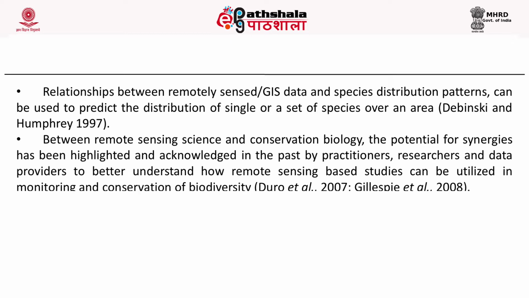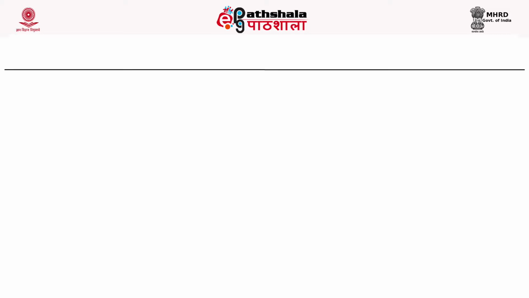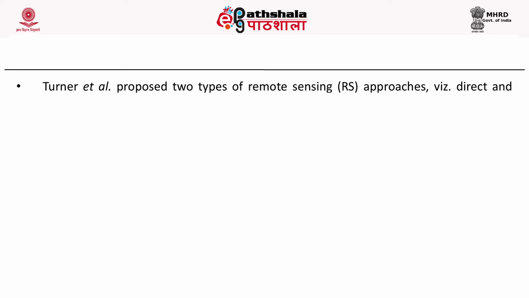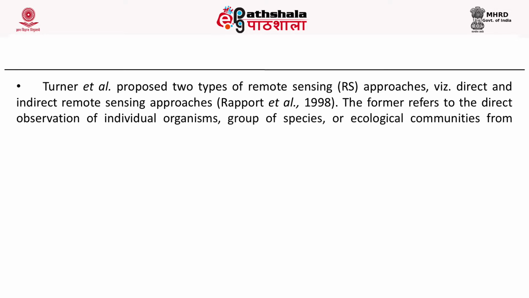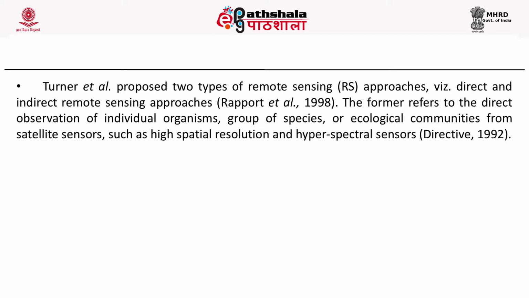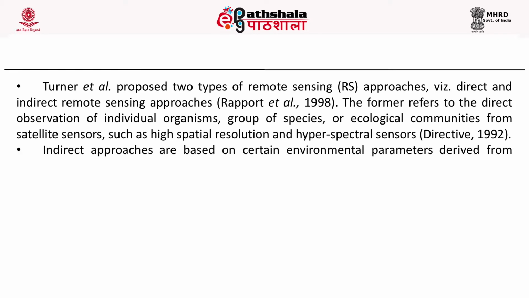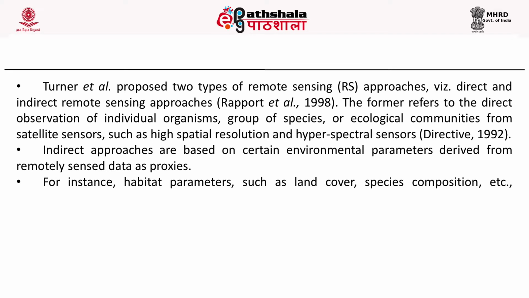Between remote sensing science and conservation biology, the potential for synergies has been highlighted and acknowledged in the past by practitioners, researchers and data providers to better understand how remote sensing based studies can be utilized in monitoring and conservation of biodiversity. For example, Turner and his co-workers proposed two types of remote sensing approaches. The first one is direct and the second one is indirect remote sensing approach. While the direct remote sensing approach refers to the direct observation of individual organisms, group of species or ecological communities from satellite sensors such as high spatial resolution and hyperspectral sensors.